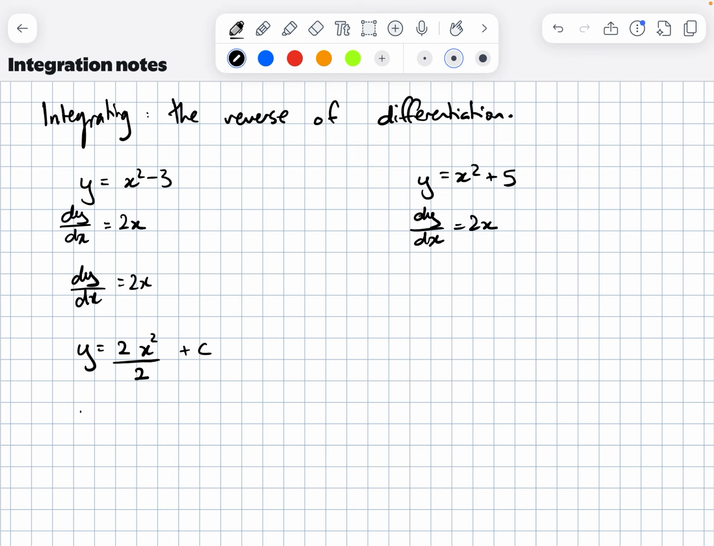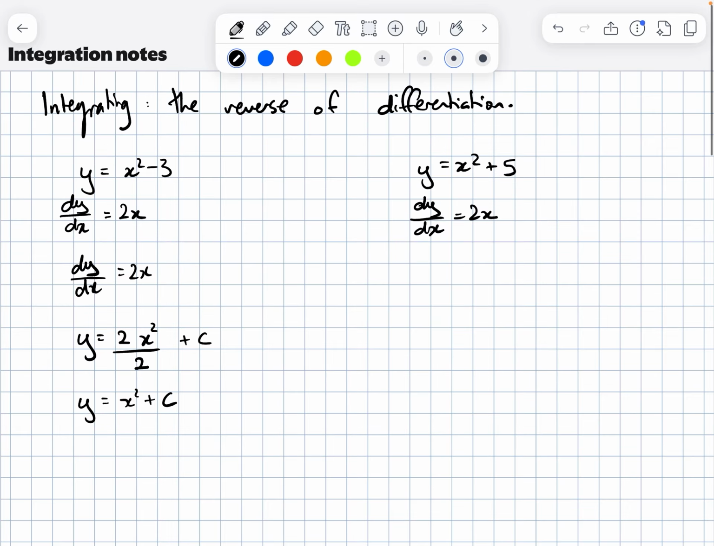We're now going to simplify this, and we get y equals x squared plus c. This plus c is really important. It's called our constant of integration, and it allows us to account for the fact that different functions can differentiate to give the same gradient function.